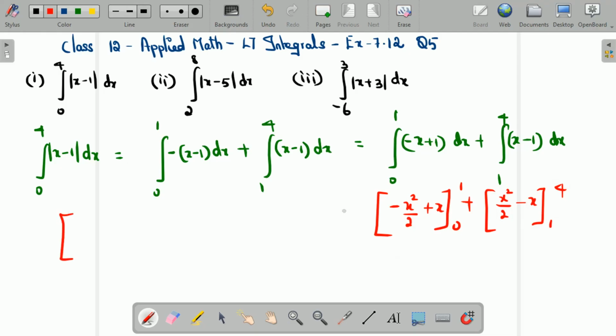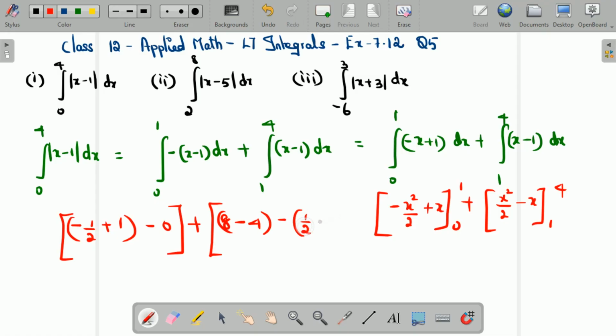So this is going to be minus of 1 by 2 plus 1, this is the upper limit, minus the lower limit, which is going to be 0 in the first integration, plus for the second integration it is 4 square, so 16 by 2, which is going to be equal to 8, minus 4, this is the upper limit, minus of, let's compute the lower limit, so this is going to be equal to 1 by 2 and then there is going to be a minus 1.